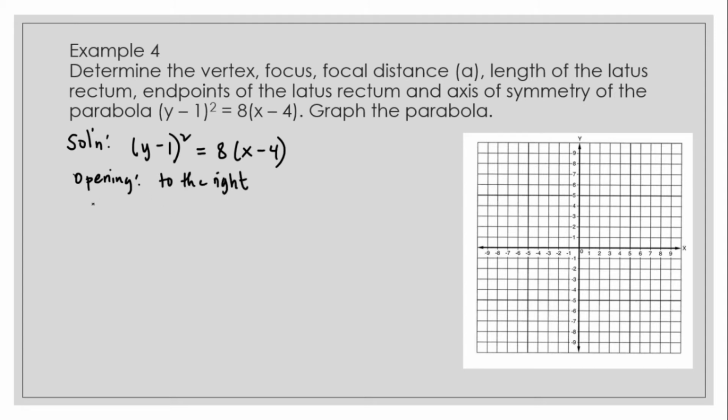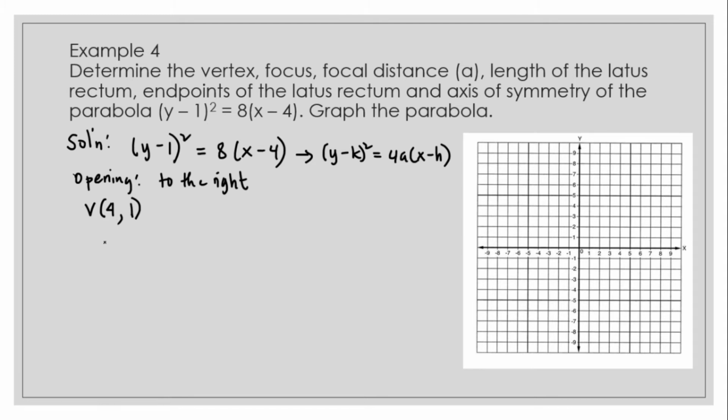Okay? So next, vertex naman. Isunod natin sa vertex. Ano kaya ang vertex nitong ating graph ng parabola natin? Yan. So balikan natin yung ating original equation. So that is y minus k squared is equal to 4a times x minus h. And so kung titignan natin, ang ating value ng h ay 4. Ating value ng k ay 1. So, the vertex is (4, 1).